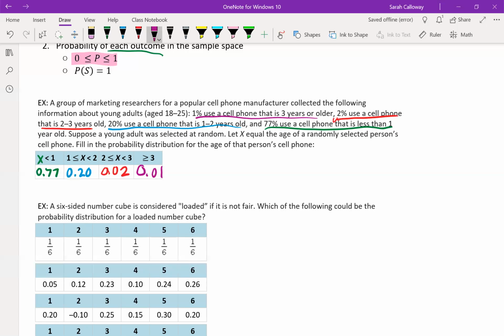Again, a way to check that you did this correctly is that you should be able to add up all of these and it equals 1. So if we add up 0.77 plus 0.2, that's 0.97, 0.99, and then 1. That's a way to check to make sure that the distribution is correct, that they should all add up to 1. Again, there will be problems where one of them is missing. So what you would do is add up the ones that are given and then subtract that value from 1 to find the correct answer.